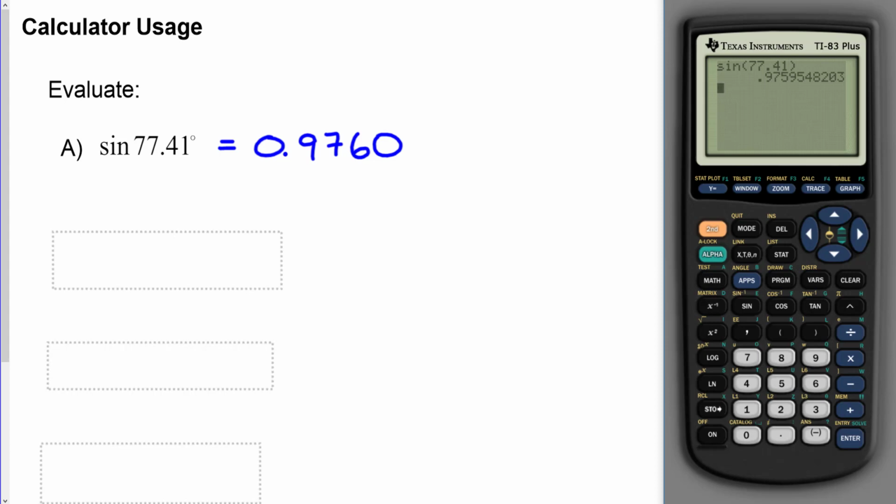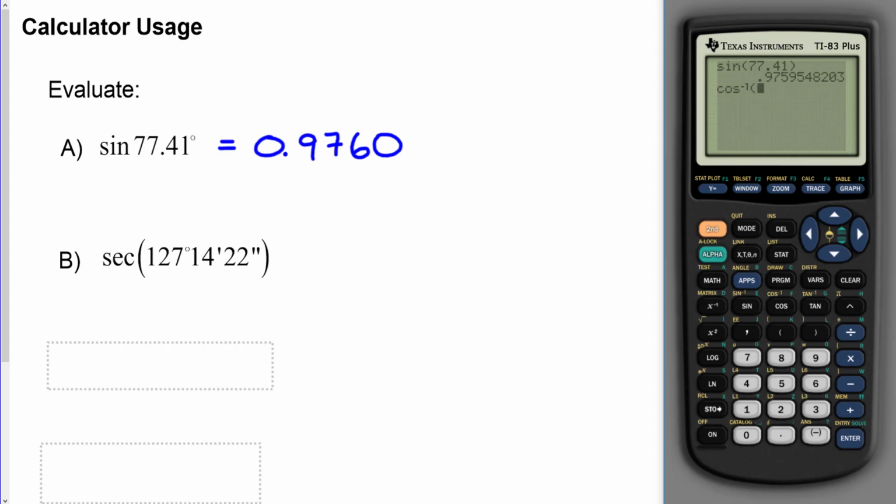Rounded to 4 decimal places, and for the rounding, just follow the instructions in your homework. Secant of 127 degrees, 14 minutes and 22 seconds. Well, we don't have a button for secant, but we do know that secant is the inverse of cosine. So just be careful. That button right there is not the inverse of cosine. That is the arc cosine.